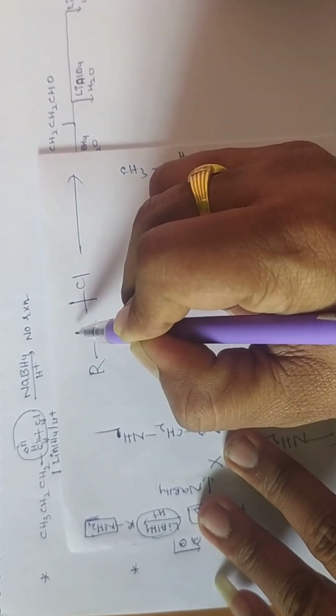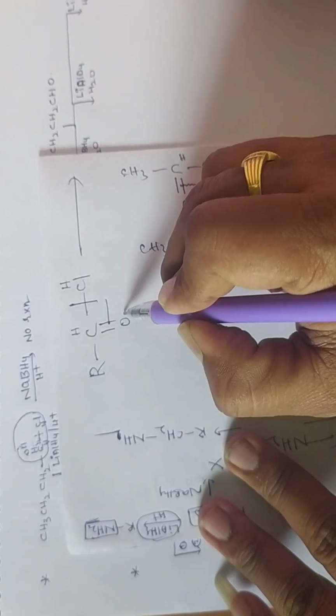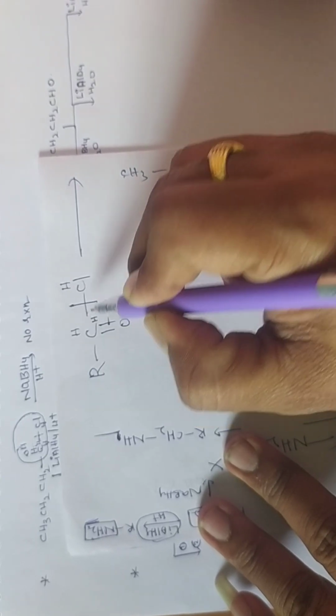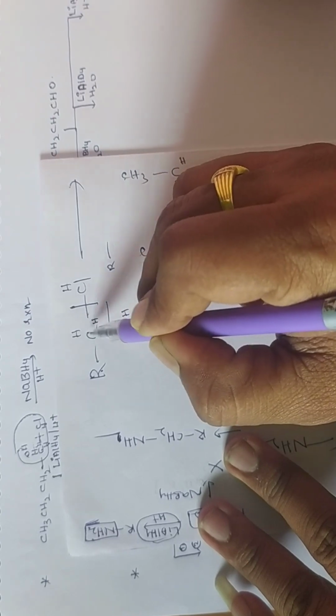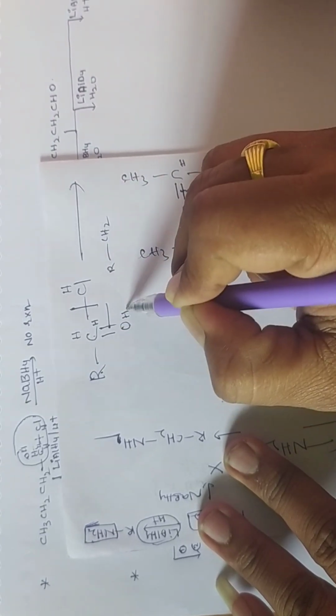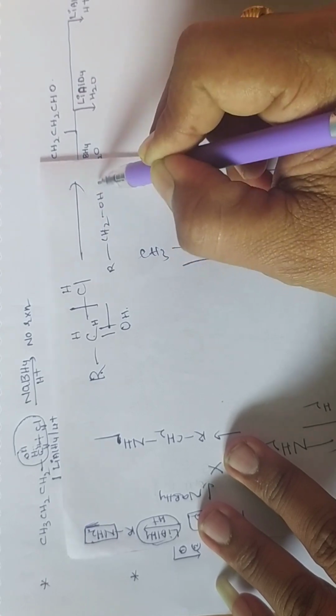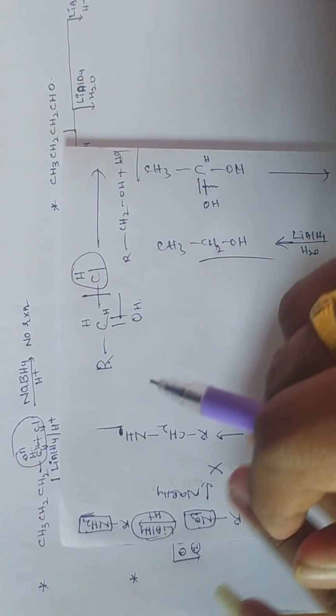Now break this bond, H, H. Next break this bond, H, H. So finally how many? R, R, C, H2, CH2, single bond OH, single bond OH plus HCl. Like this, alcohols are converted.